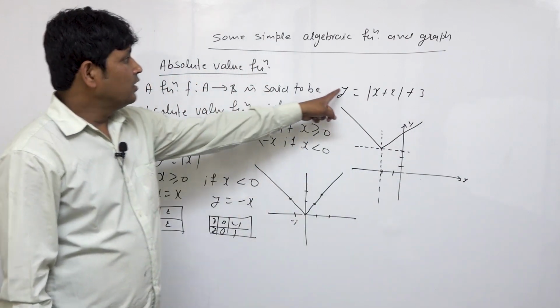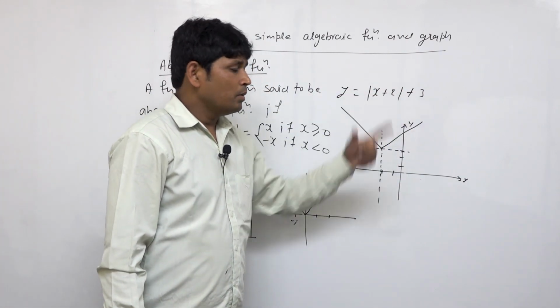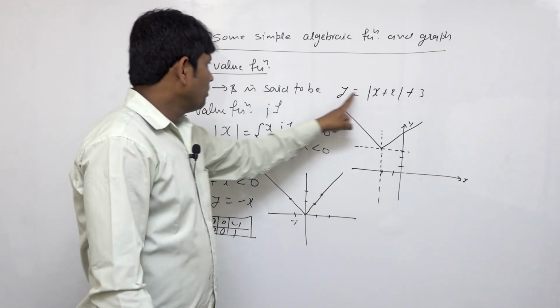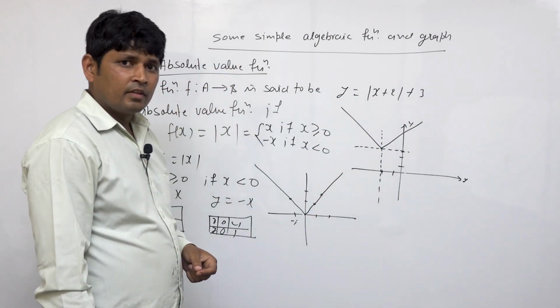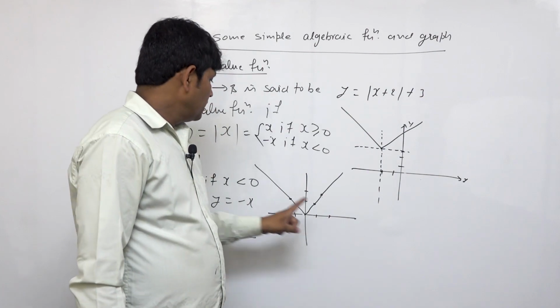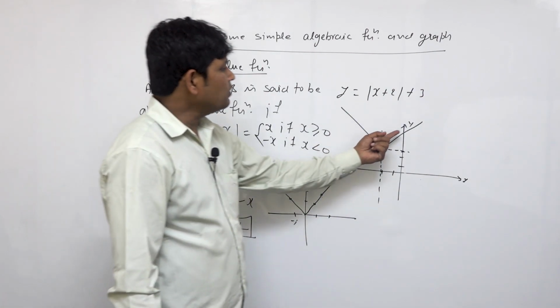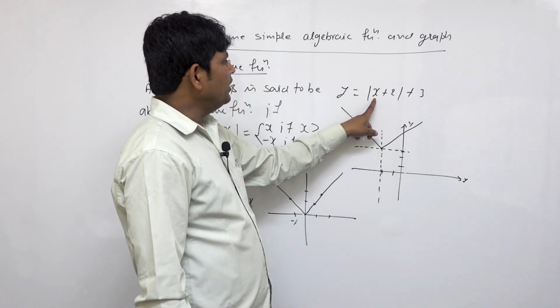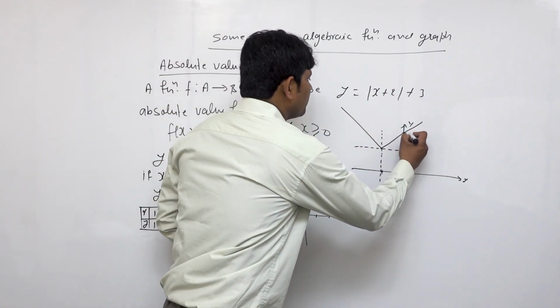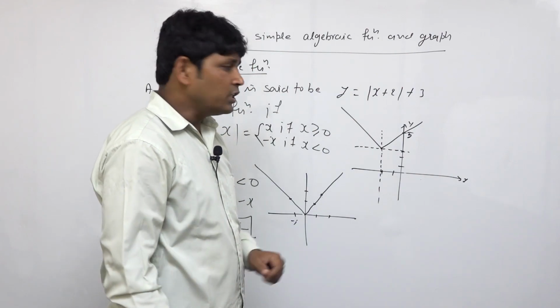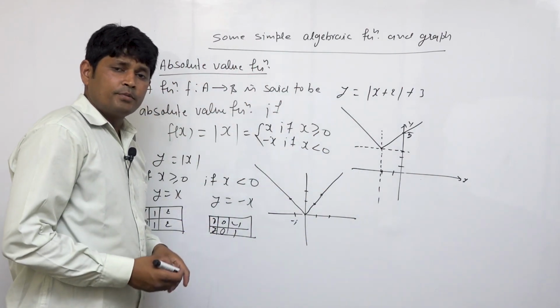This way we can draw the graph of y is equal to |x + 2| + 3. By shifting, we can draw it directly, without plotting points, if we understand the nature of the graph. If you have to find the y-intercept, just put x equal to 0 here, so it is 5. So here is 5. This way we can plot the graph of the absolute value function.